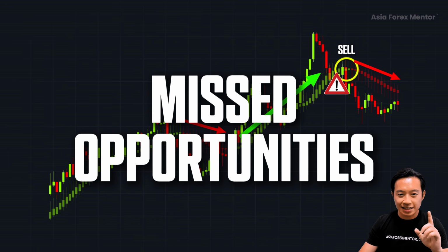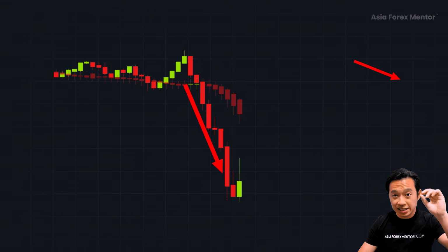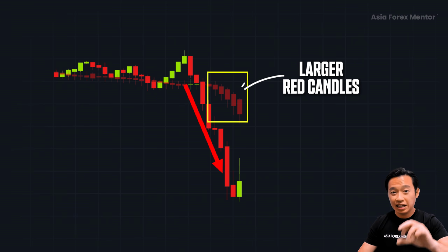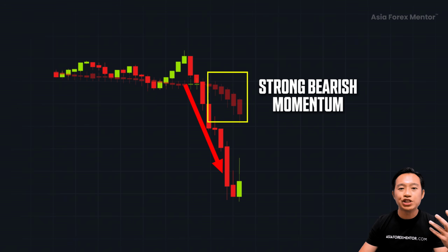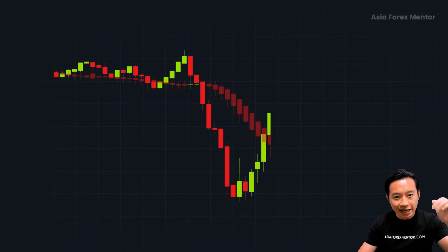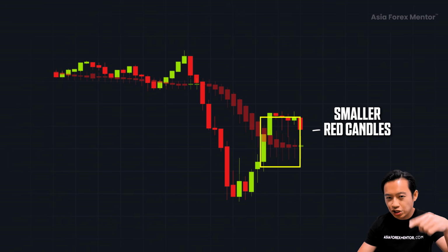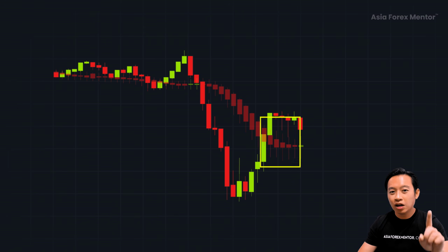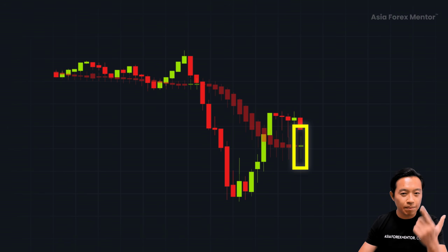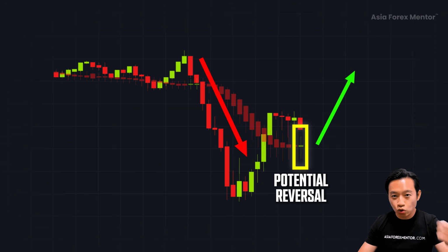If you take a look at this example, if you look at this chart, we see what? The market is in a strong downtrend, also shown by these larger red Heiken Ashi candles, right? So this confirms what? Strong bearish momentum. Then you notice that the Heiken Ashi starts to get smaller, right? It signals what? A potential slowdown in the downtrend. Now, it finally turns green. This is the point where it suggests what? A potential reversal from a downtrend to an uptrend.